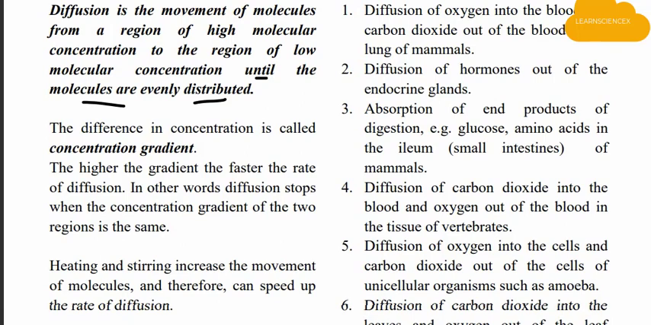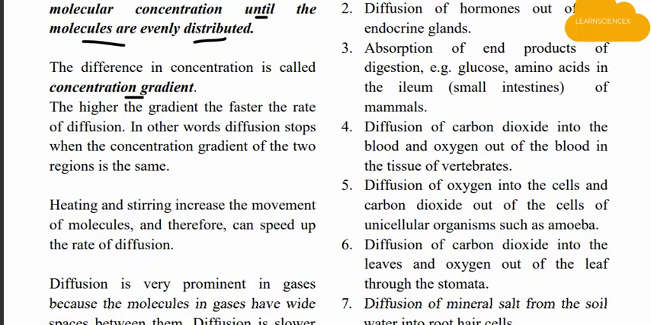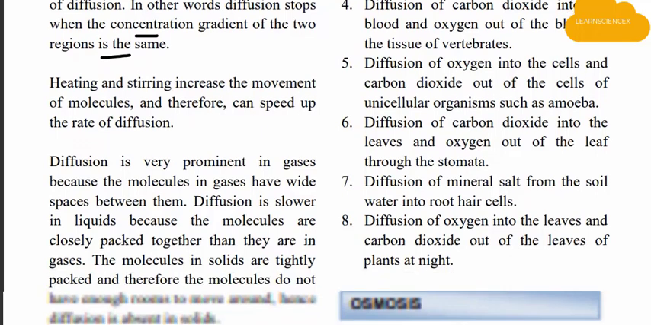The difference in concentration is called concentration gradient. So the higher the gradient, the faster the rate of diffusion. In other words, diffusion stops when the concentration gradient of the two regions is the same. Heating and stirring increases the movement of molecules and therefore can speed up the rate of diffusion. So this is one of the factors that affect diffusion.